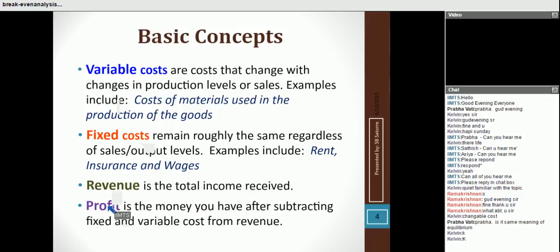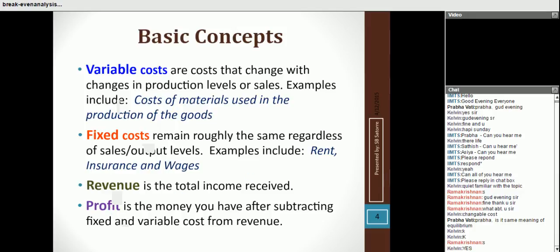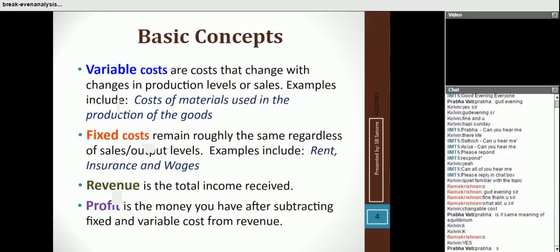Clear so far, everyone? Kelvin, clear? Okay. Satish, clear? Prabha? Satish? Asiya?